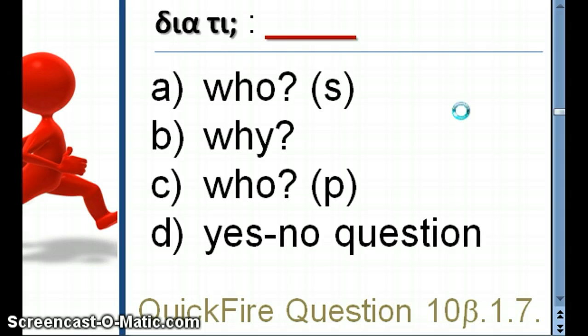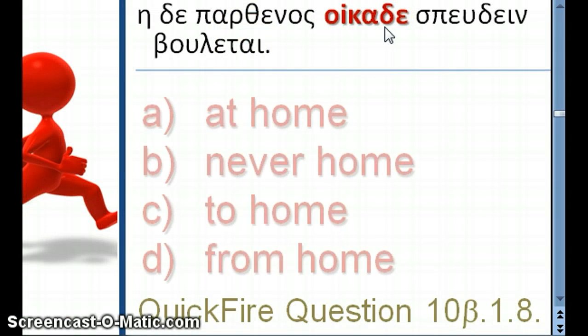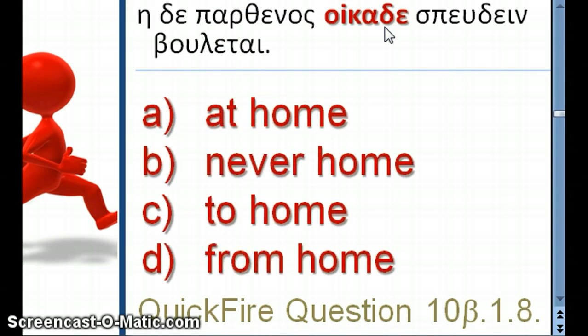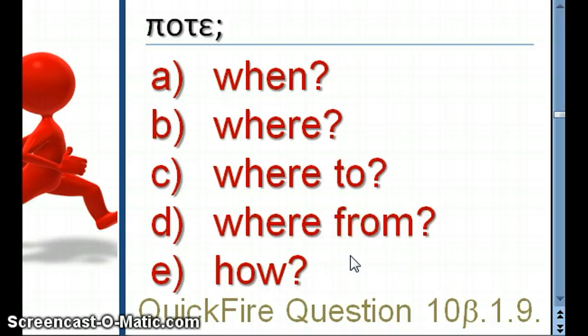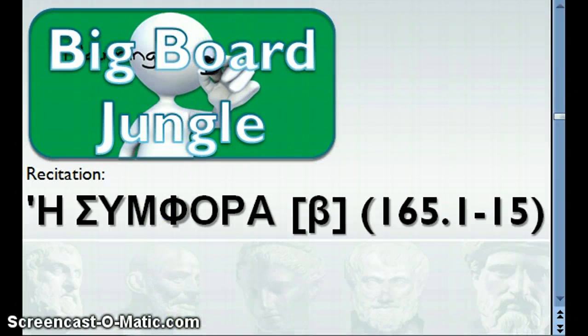Here, ti. Why? Notice you have that because it's a question mark. Oikade, to home. Pote, question word. Time is a precious thing.